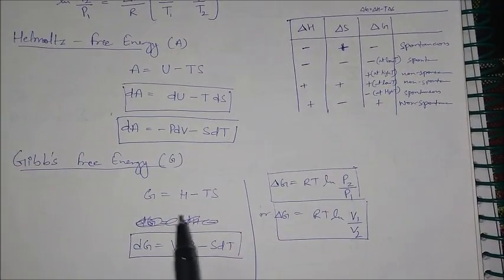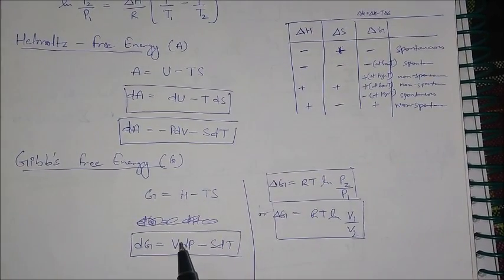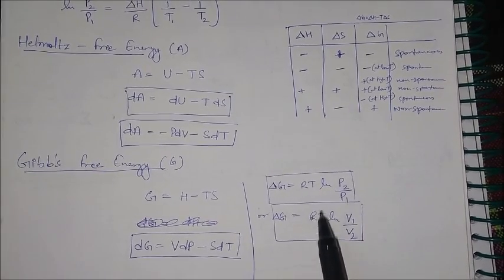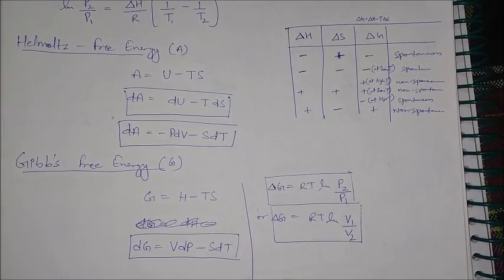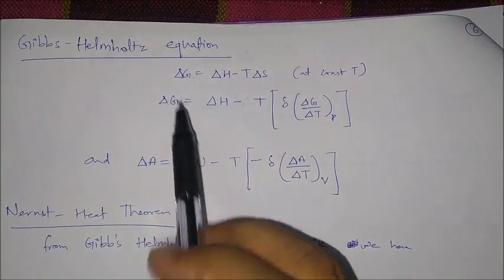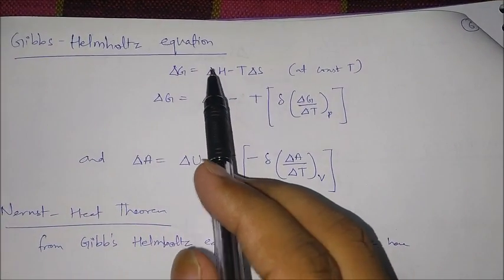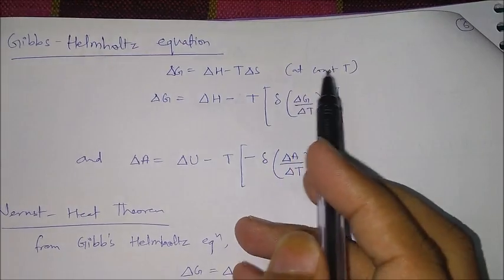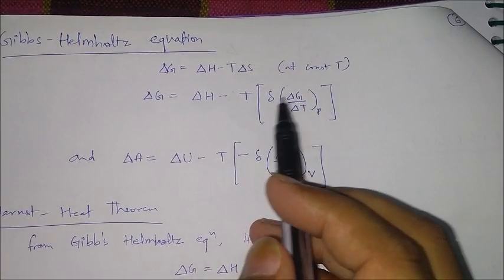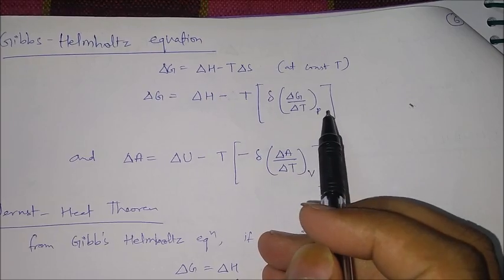Now the next is Gibbs free energy. It is given by dG is equal to VdP minus SdT. Other formulas for Gibbs free energy are these two. Okay, so the next is the Gibbs-Helmholtz equation. It is given by delta G is equal to delta H minus T delta S at constant temperature. Delta G is equal to delta H plus T times the partial derivative of delta G with respect to T at constant pressure. Okay.